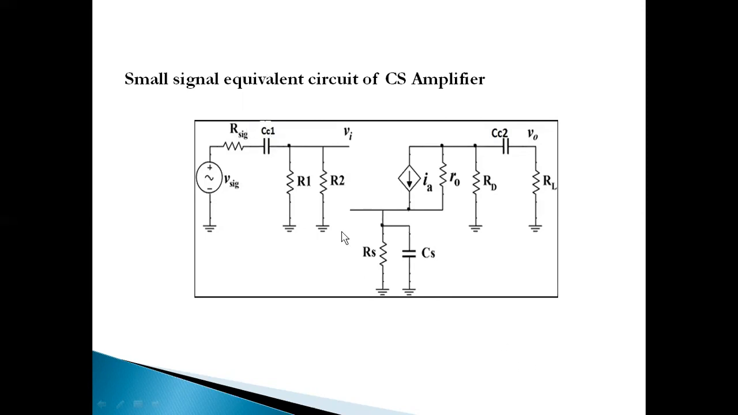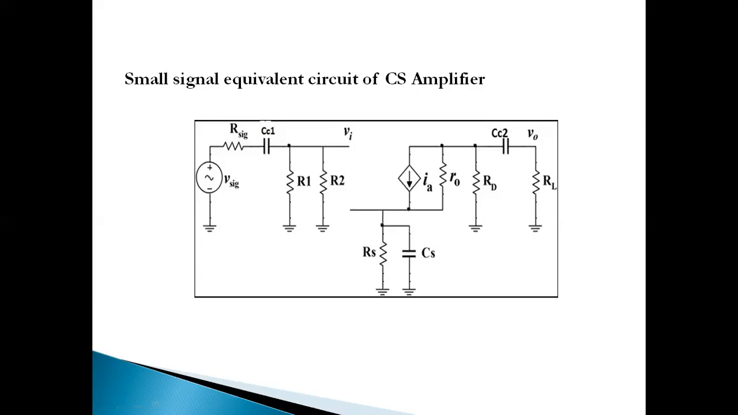This RSIG is called the signal resistance, and the parallel combination of R1 and R2 is called the input gate resistance. R0 is the transistor output resistance. Then RD parallel with RL represents the output terminal resistance. And RS is the source resistance.